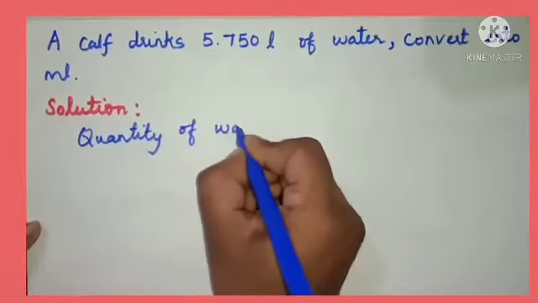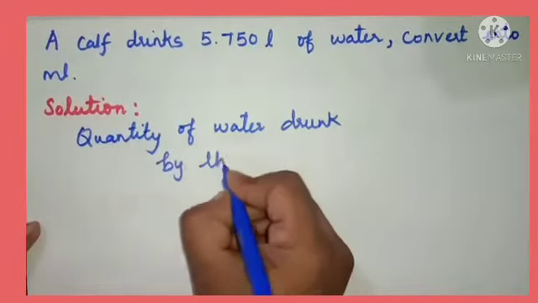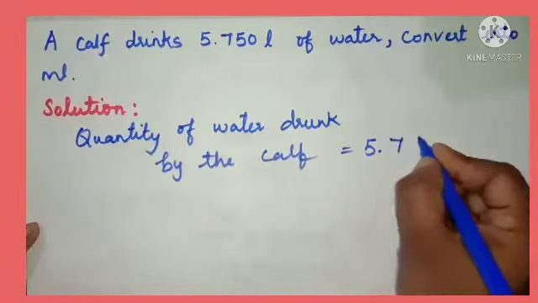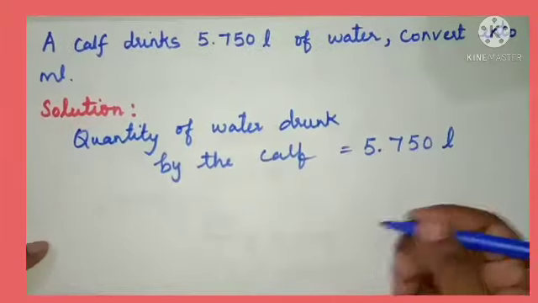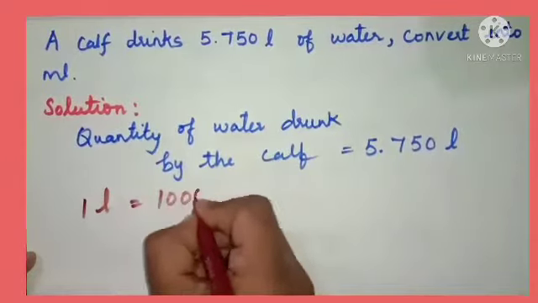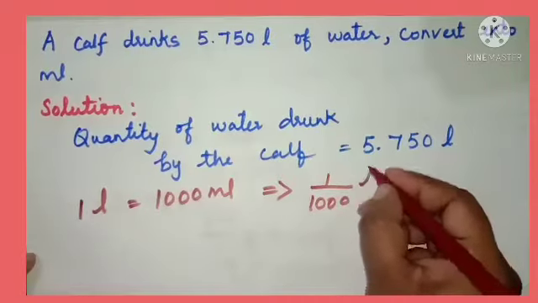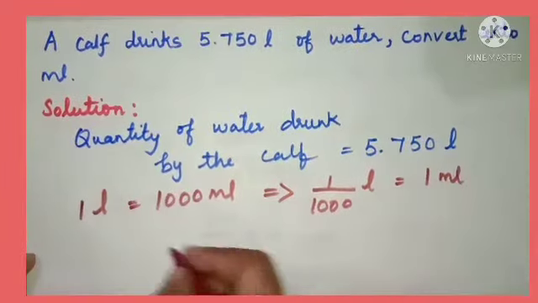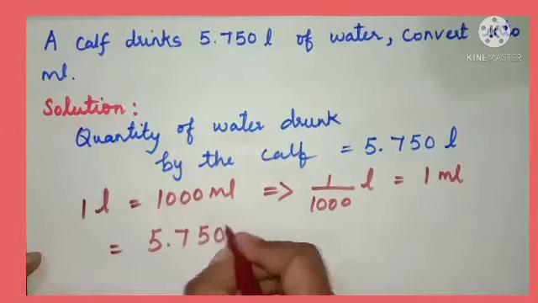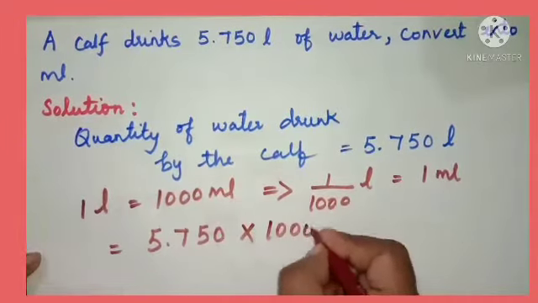Quantity of water drunk by the cow is equal to, it is given that 5.750 liters. Now we know that 1 liter is equal to 1000 milliliter. 1 by 1000 liter is equal to 1 milliliter. Here 5.750, we have to multiply the number by 1000.